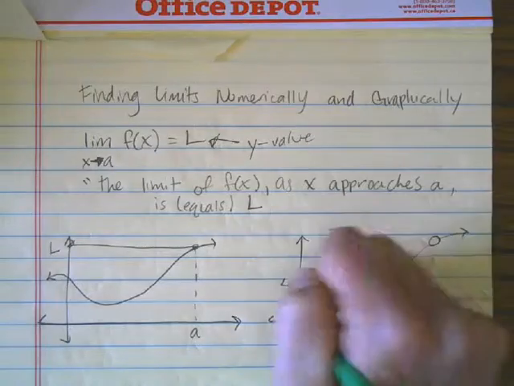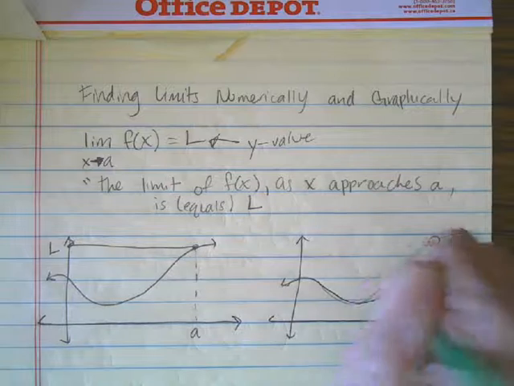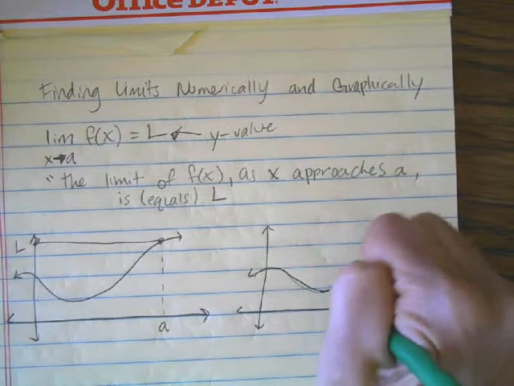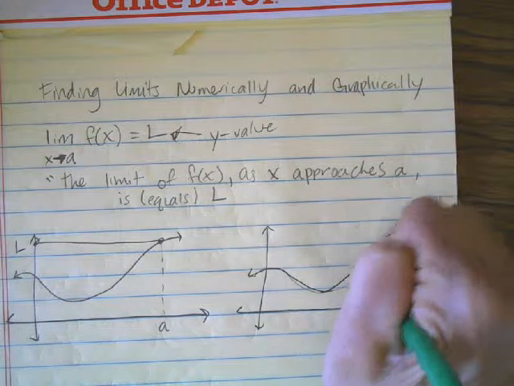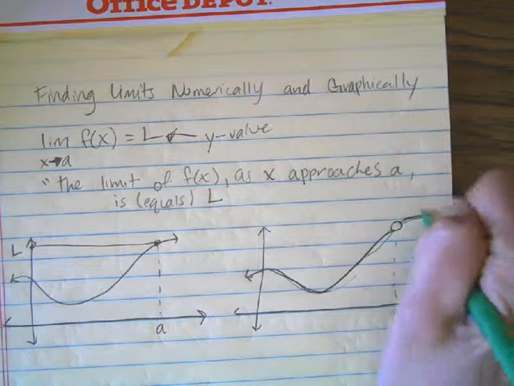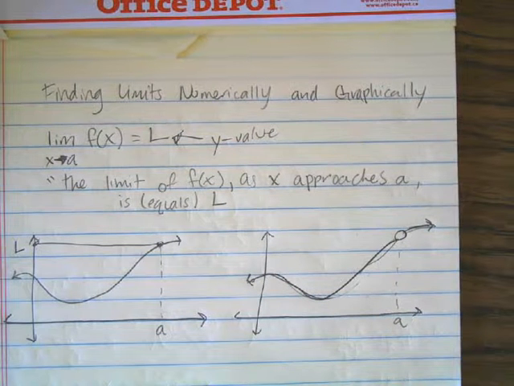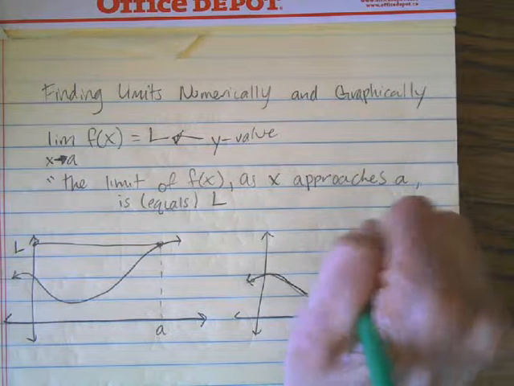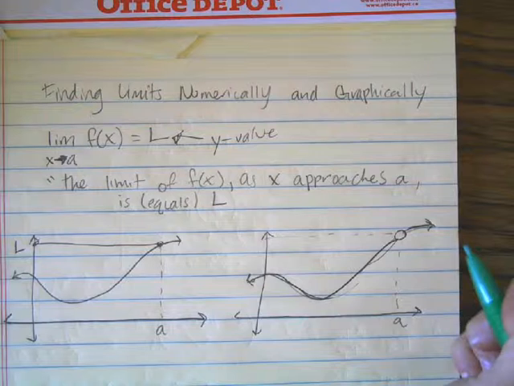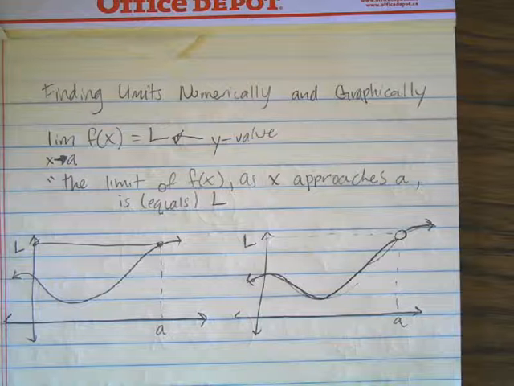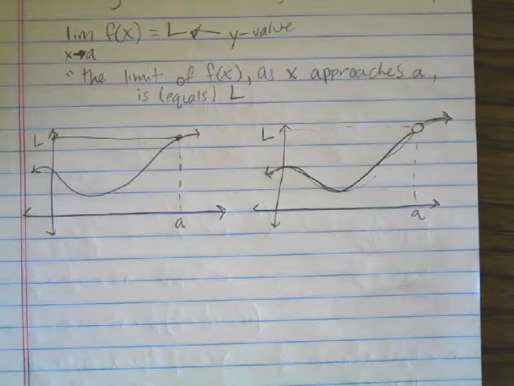So, even though there is a hole in the graph at A, so even though the graph doesn't have a y value at A, we are talking about the y value that it is getting closer and closer and closer to. So, that would be this y value, L. So your answer is still L, which is the y value here.